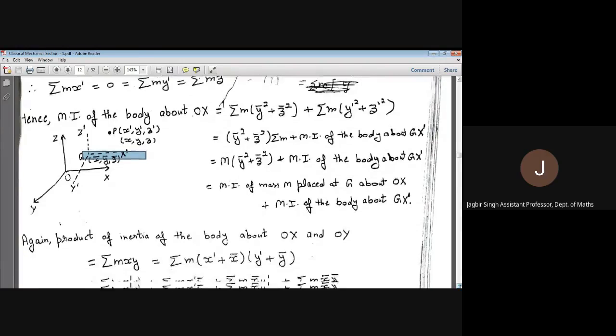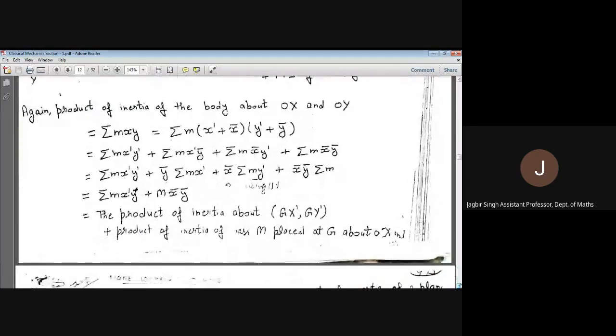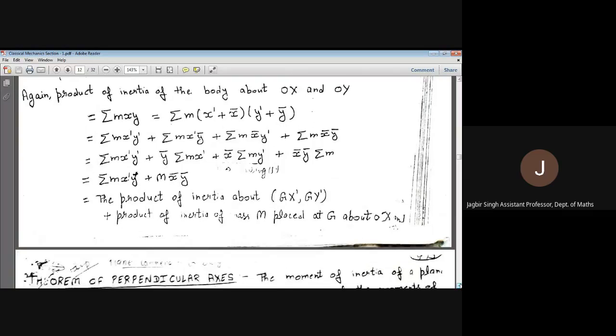Similarly, the product of inertia will be obtained, and in a similar pattern it will be the product of inertia of the body assumed with the whole mass at center of gravity, and then the product of inertia about Gx prime, Gy prime, and then the product of inertia about OX when the whole mass is at G.